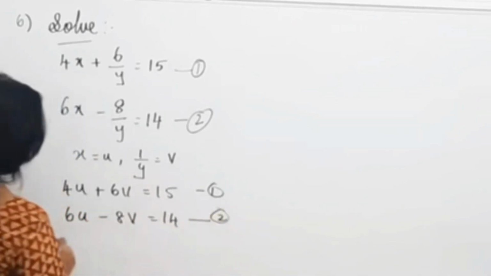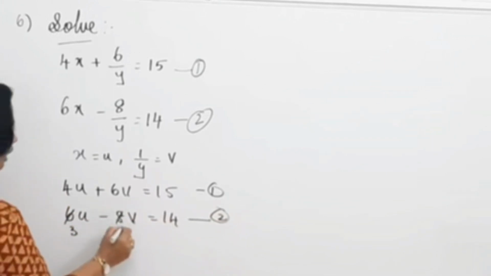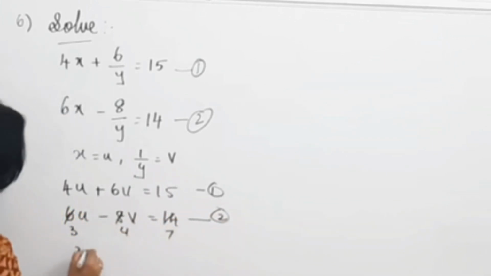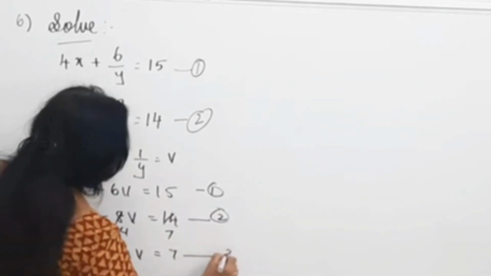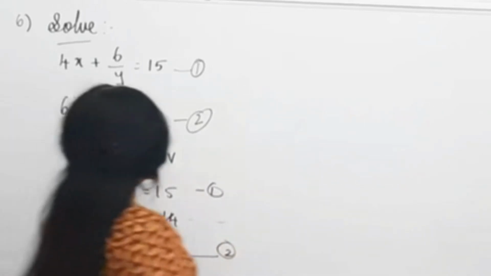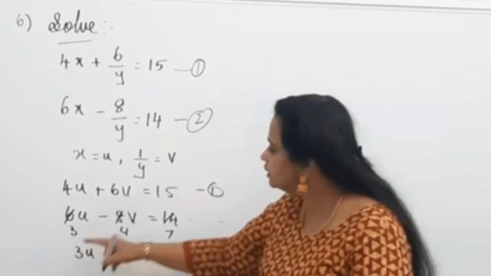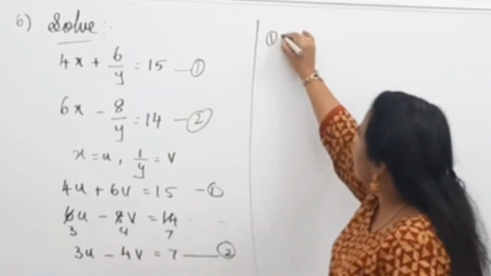This is my second equation. So on simplification, I would have 3 and 4 and then 7. So my second equation further, 3u minus 4v equal to 7. That becomes my second equation. Now, I'm going to solve these two equations. I'm going to multiply the first equation by 3.